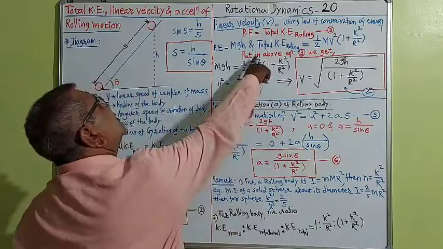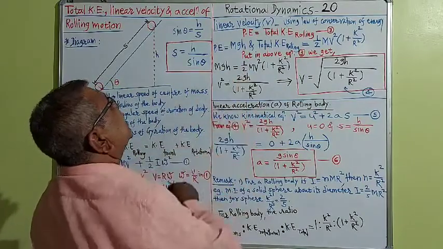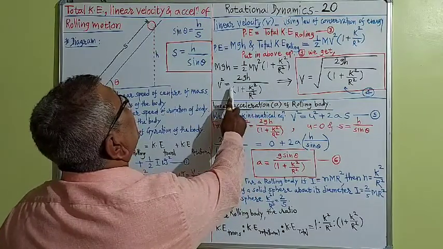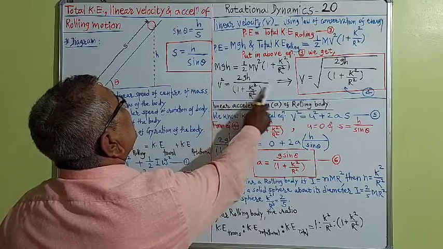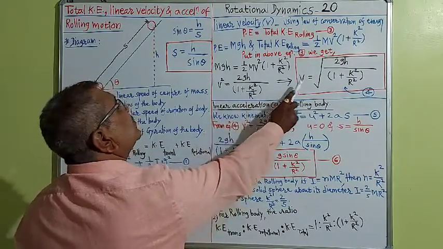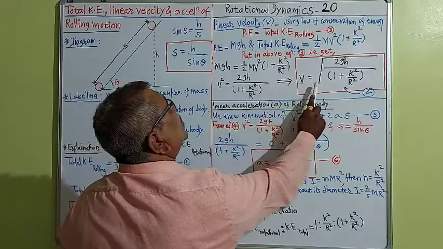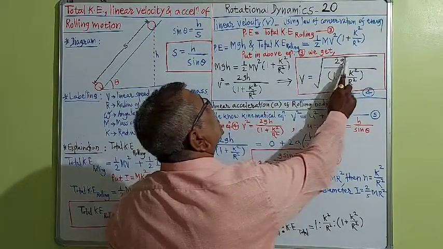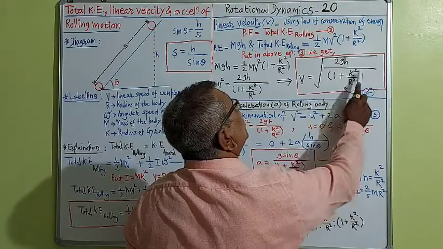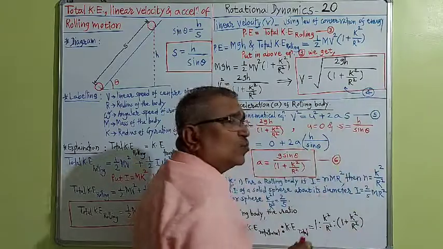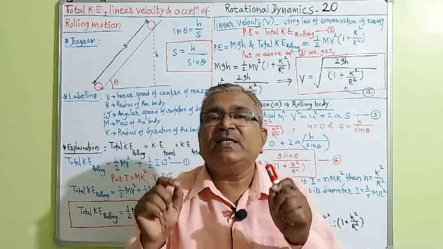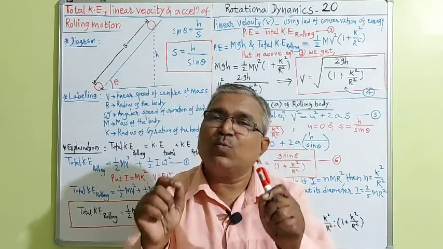So here capital M and capital M get cancelled and take v square on LHS. V square is equal to remaining part, 2gh upon 1 plus k square upon r square, and square root of v square we got is v is equal to square root of 2gh upon into bracket 1 plus k square upon r square. This is equation 4. So in this way we have calculated linear velocity of rolling motion.